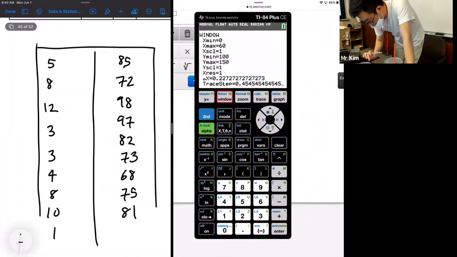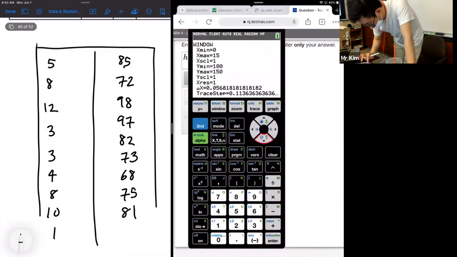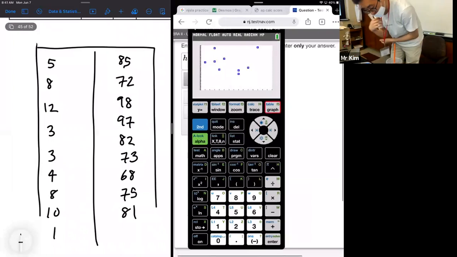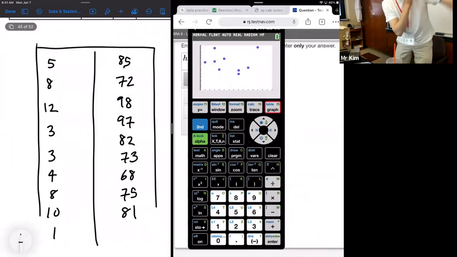All right, so for the X window, I can make it from 0 to 15. For the Y window, what's a good score here? It's 50 to 100, I guess. If I press graph right now, I should be able to catch all of the points. The highest being 98, we can see that it's all the way up there.